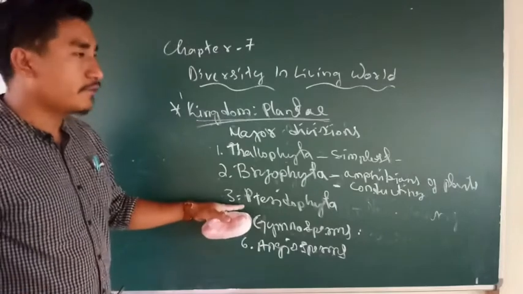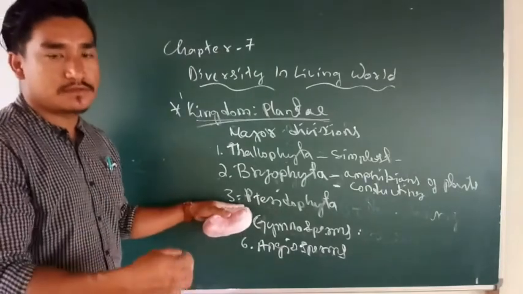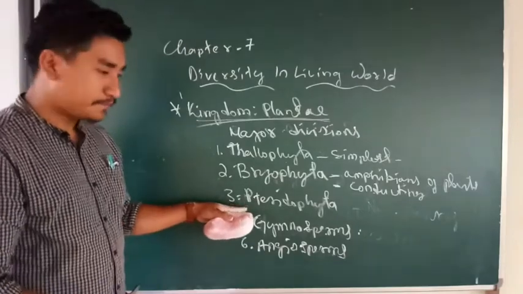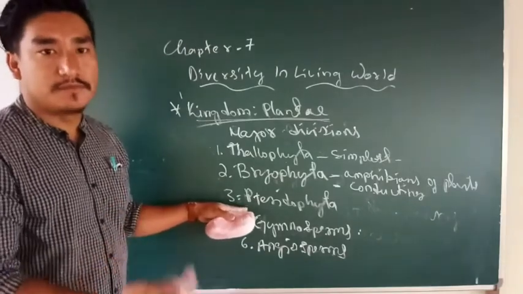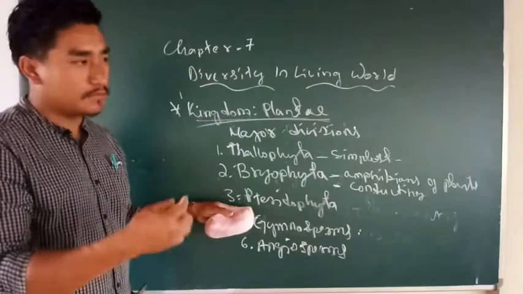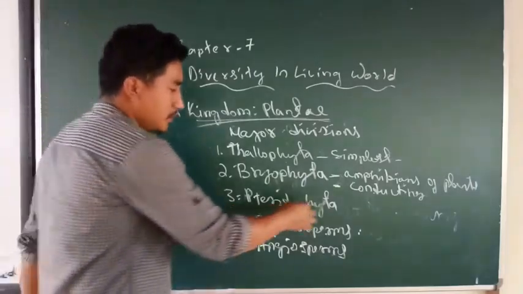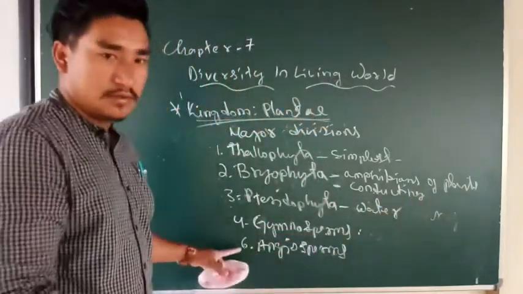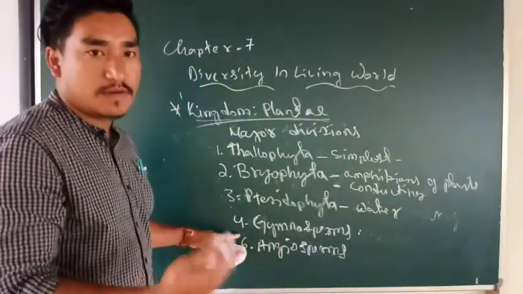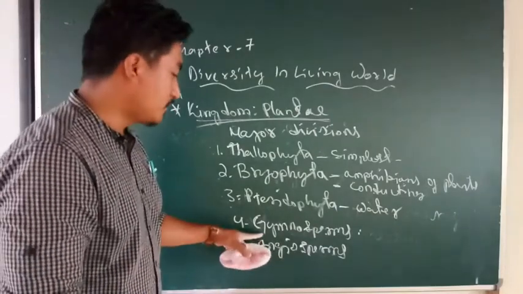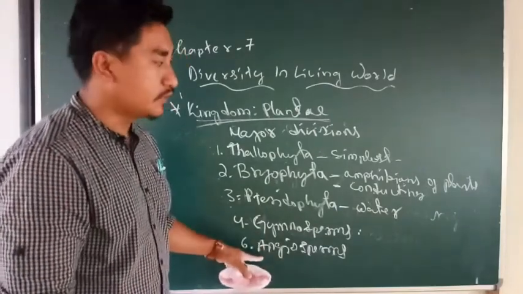They have well differentiated body parts: stem, roots, leaves, as well as conducting tissues, xylem and phloem, to conduct food, nutrients from different parts of the plant, as well as water. Then, depending on their ability to flower, we have non-flowering and flowering plants: gymnosperms and angiosperms.